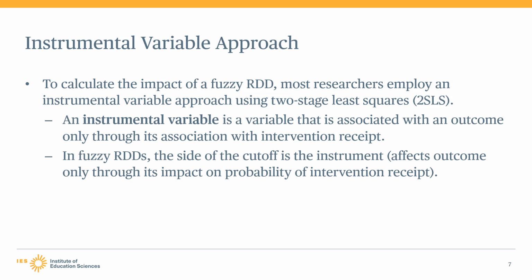In a fuzzy RDD, the side of the cutoff is the instrument. Whether an individual falls just above or below a cutoff is associated only with the outcome because it influences the probability that an individual receives the intervention, as stipulated in the exclusion restriction.